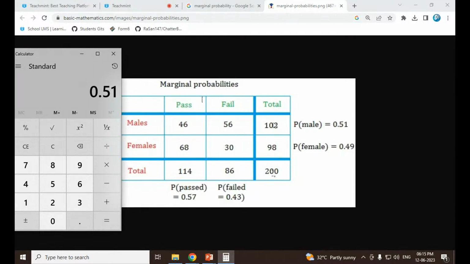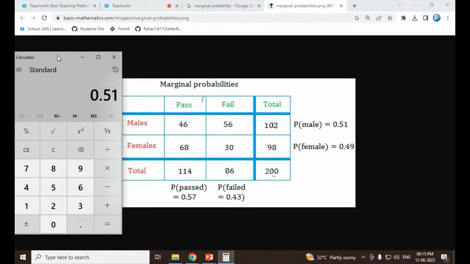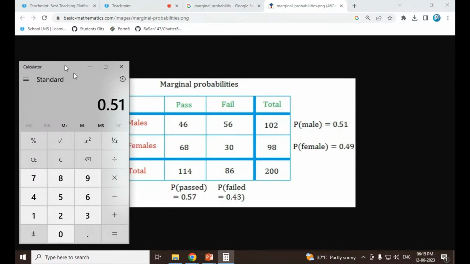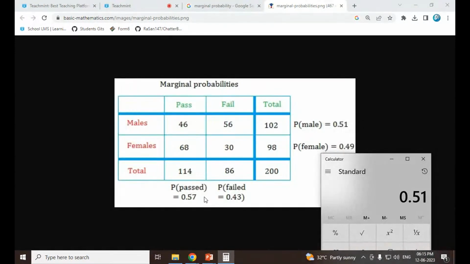In connection with other variables, we are trying to find out one value. What is the percentage of probability of that? That's what we are saying. It is a marginal probability. Same thing for all the 4 values.